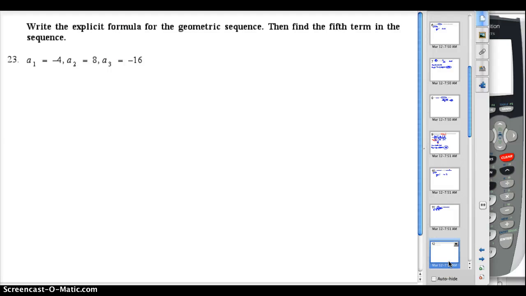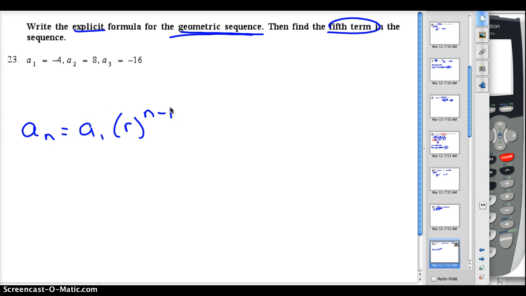Number 23, write an explicit formula for the geometric sequence, then find the 5th term. Well, explicit for geometric is a sub n equals a sub 1 times r to the n minus 1 power. So let's make sure we have everything. Here is our A1, that's given. Our R, from -4 to 8 and then to -16, looks like we're multiplying by -2 there.